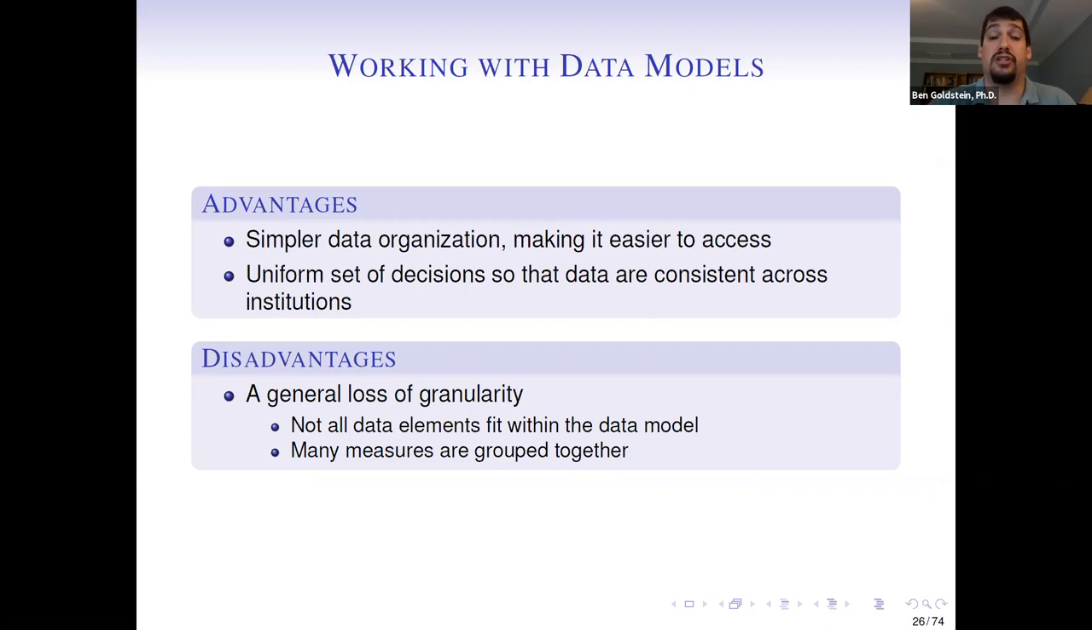There are disadvantages, particularly a general loss of granularity, where not all elements fit within the data model, and many measures may be grouped together. So again, everything in life is trade-offs, and we need to be mindful of the advantages or disadvantages of the way we've organized and structured our data. But again, the point that I want to be driving home is that we can't deal with the raw data. We need to make these choices at some level so that we can move forward and do the analyses we care about.